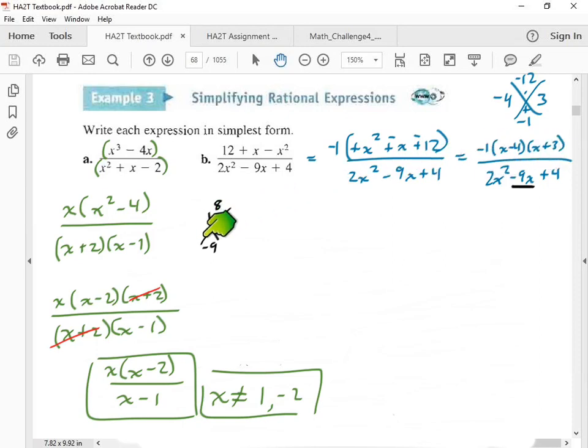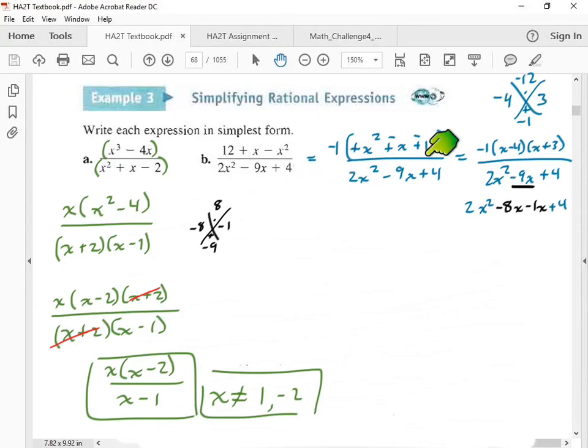Okay, then I have to think what multiplies to give me 8, but then adds to give me negative 9. Think about that. Negative 8, negative 1. So I have negative 8, negative 1. That is going to replace the negative 9. So watch how I write it. It would be 2x squared, and it doesn't matter the order that you put the negative 8 and the negative 1. You could do whichever one you want first. It's kind of cool. It works out both ways.